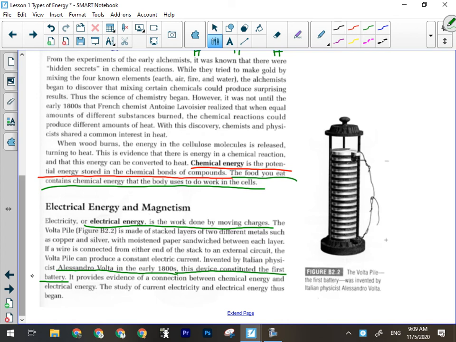All right. So the food you eat is also a form of chemical energy. Your body breaks it down. Your lysosomes break it down into other forms, and your mitochondria can then carry out cellular respiration, which burns the glucose and releases its energy. All right, next kind of energy: electrical energy and magnetism.